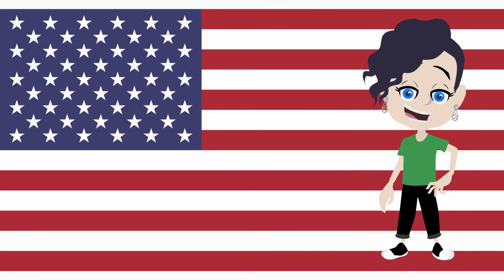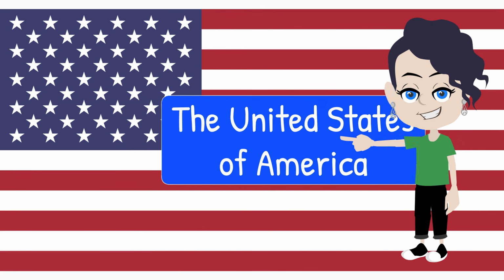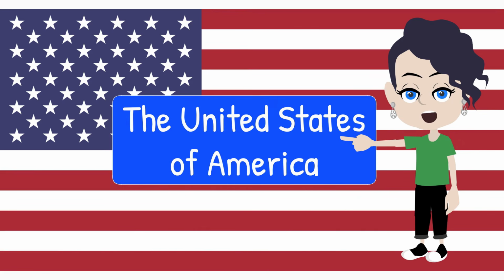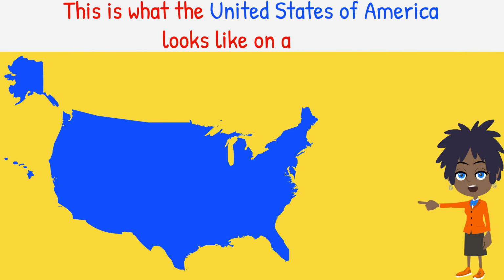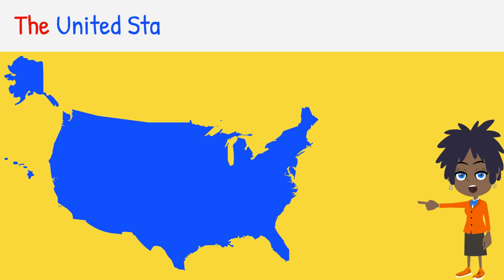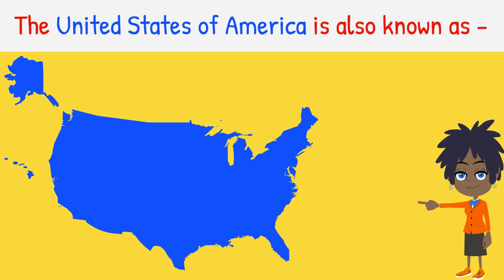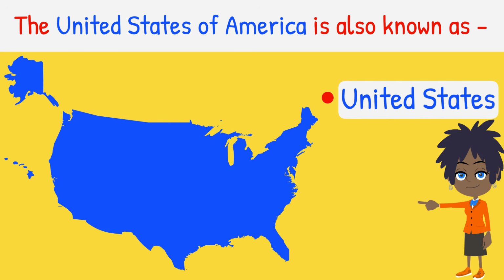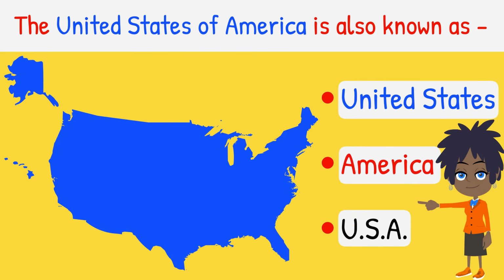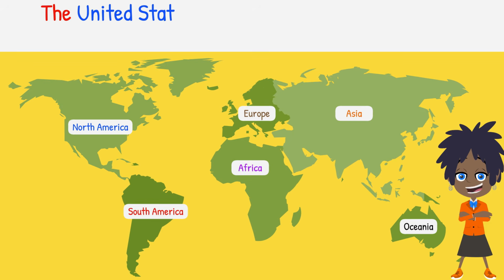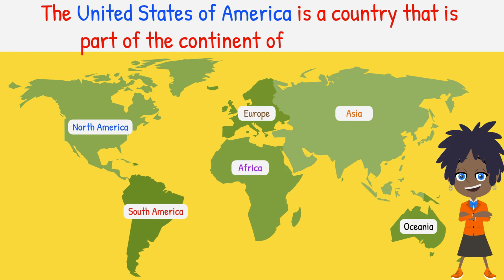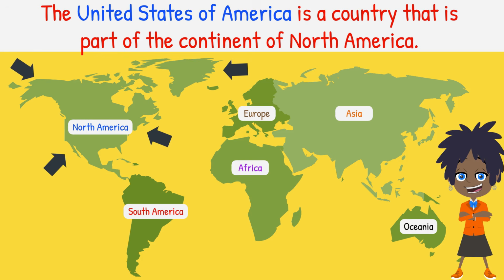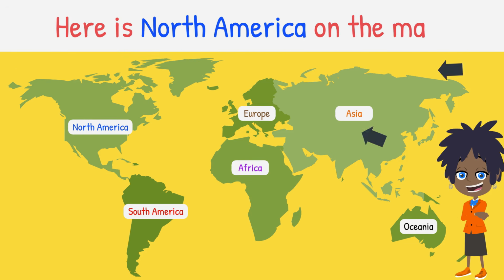Hello. Today we're going to learn all about the United States of America. This is what the United States of America looks like on a map. The United States of America is also known as the United States, America, or the U.S.A. The United States of America is a country that is part of the continent of North America. Here is North America on the map.